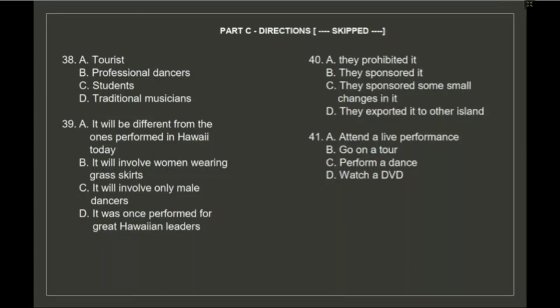Number 40. What effect did New England missionaries have on the traditional hula dance in around 1820?